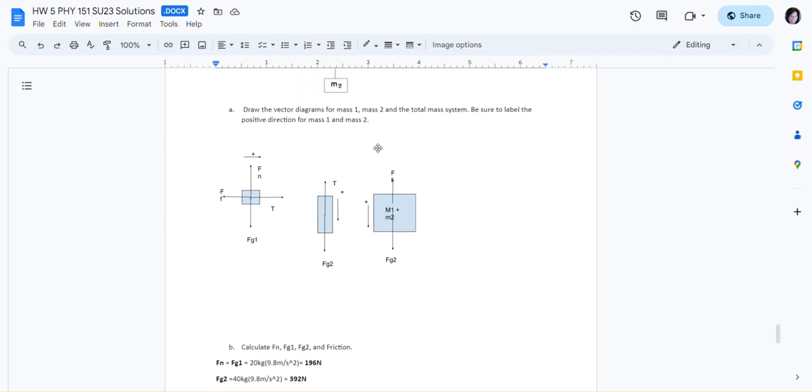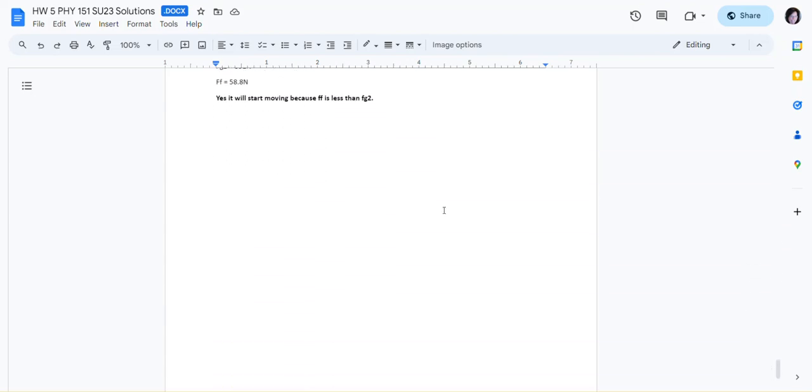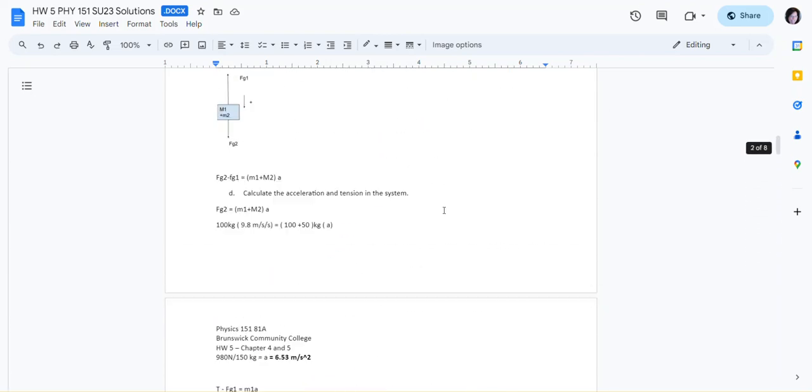And then the net force, or the total mass diagram, once again, you have Fg2 driving everything, but in this case, Ff is the only thing that is slowing it down. And that's basically what you have.